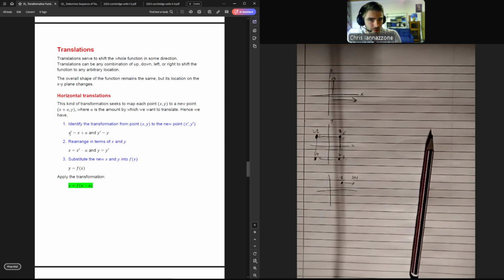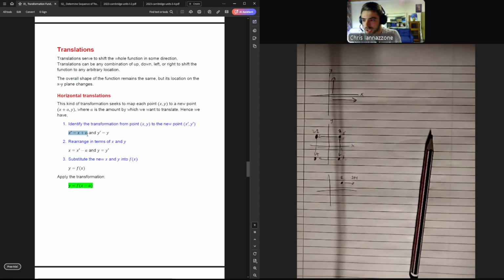Now here's where it gets weirder, because you might have seen that horizontal translations mean negative is right and positive is left. This is why. So you start with that initial assumption that if you add something to x, it will move in the right direction, move towards the right. But when you go ahead and rearrange for x and y to sub that into our function, that positive now becomes a negative.